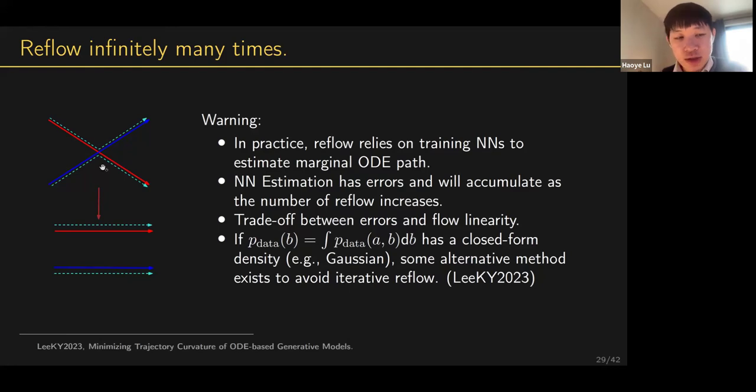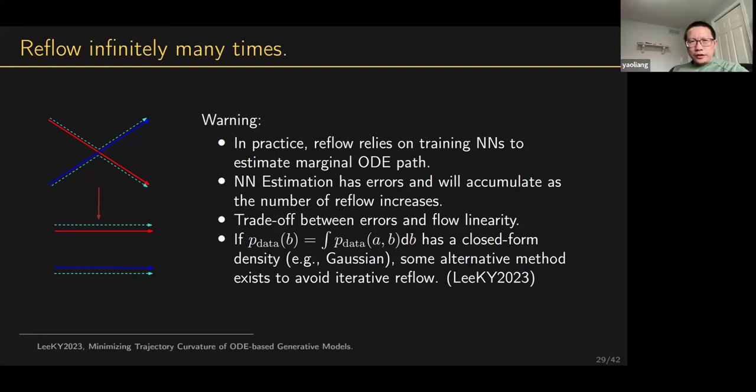And this estimation on the marginalized ODE will not be accurate. So basically you will have some errors accumulated when you keep doing reflow. And at the end, you probably will not end precisely with some data distribution at this end. And then image quality will keep dropping. So that's the reason why we have to have a trade-off between errors accumulated and flow linearity. Yeah, that's the reason why I mentioned here.